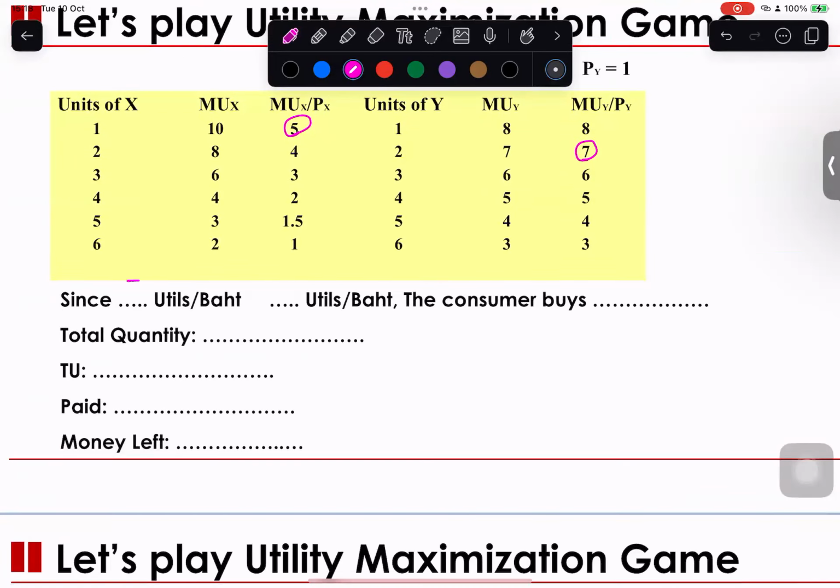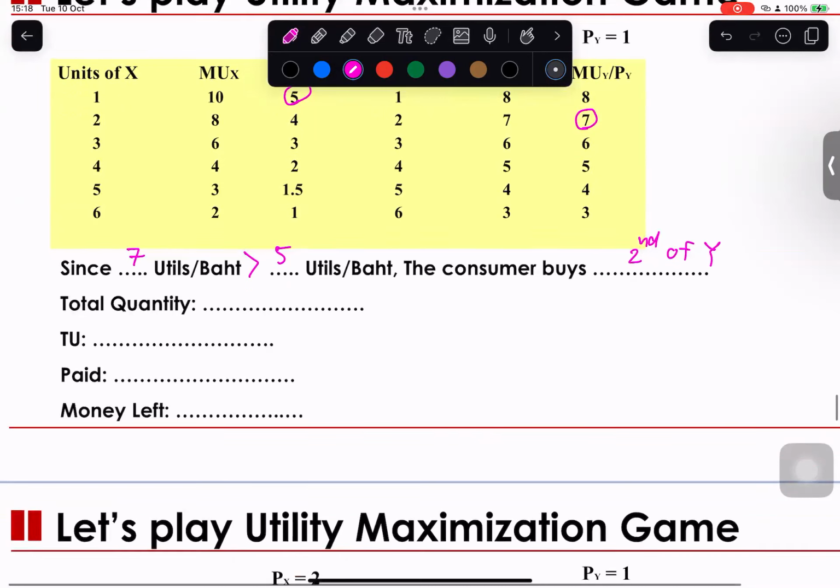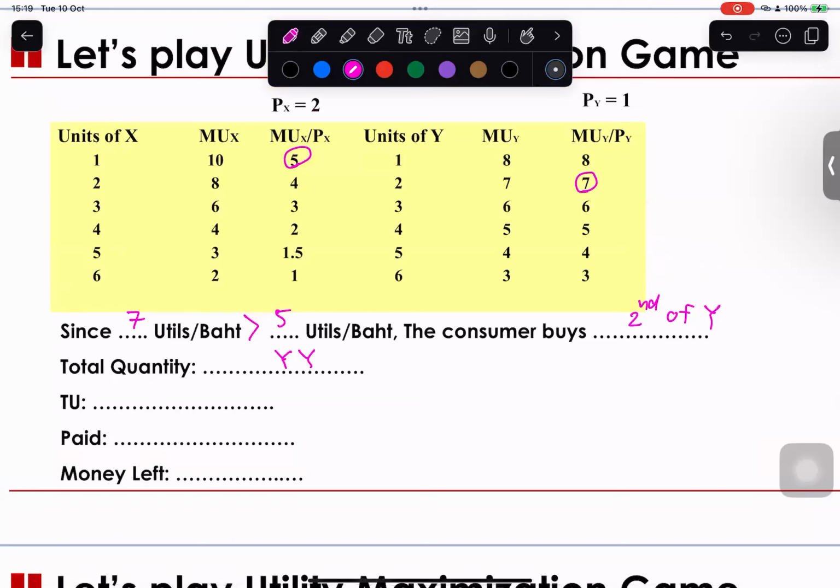So argument, since 7 is greater than 5, this guy continues to buy the second unit of good Y. So now he has 2 Ys in his basket. What is TU? We can just sum by ourselves. 8 plus 7, 15.